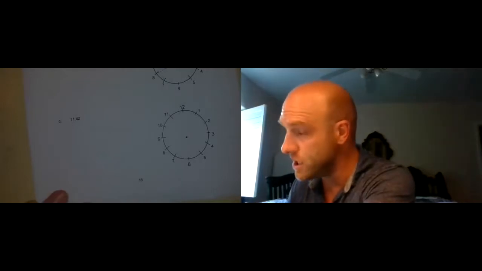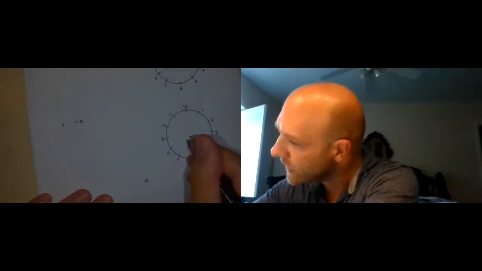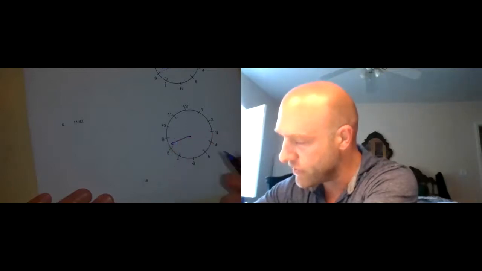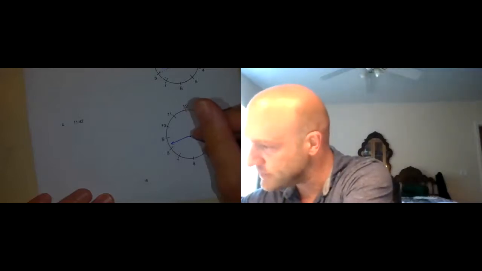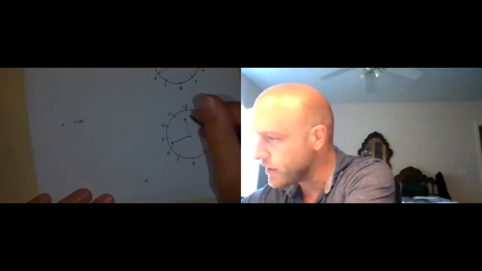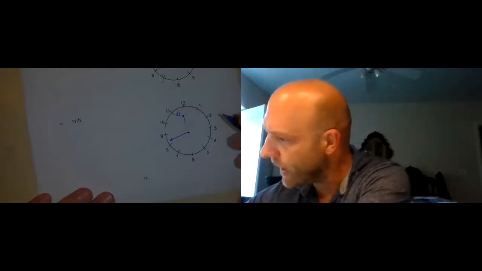Of course, it gets even more complicated from here when we go to 11:42. At 11:42, the minute hand is 2/5 of the way from here to there. And at 11:42, the hour hand is 42/60, or 7/10 of the way from here to there. 7/10 of 30 degrees should be 21 degrees, if I'm doing that right.